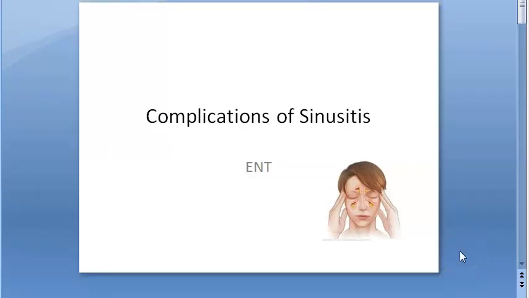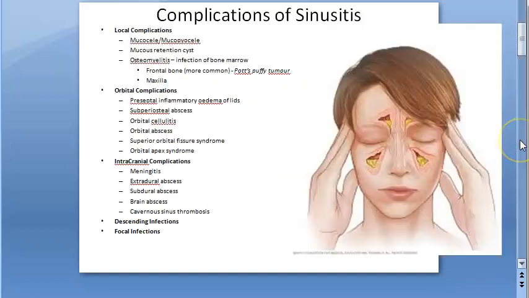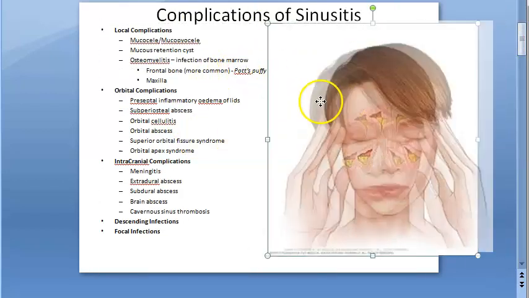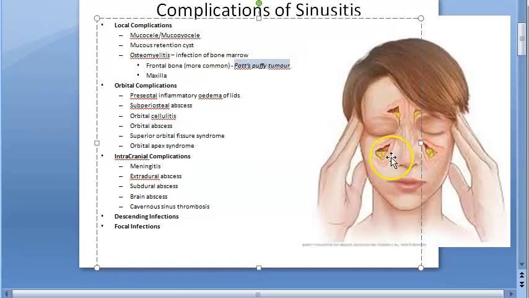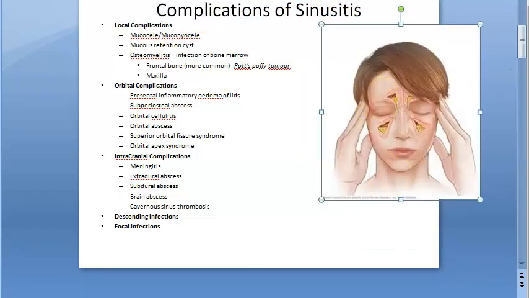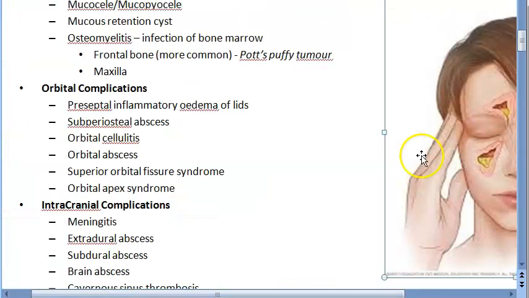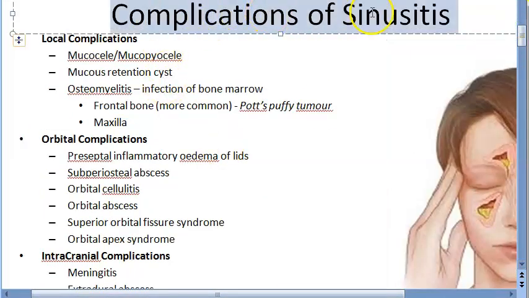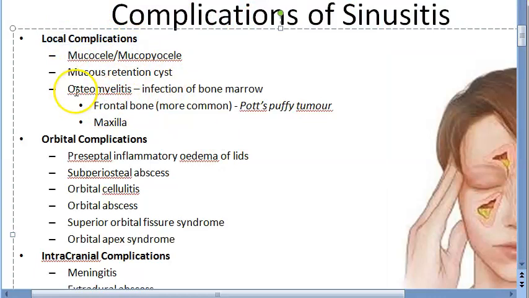Guys, there is specifically a terminology for you to know here in complications of sinusitis. Basically, there is a term called Pott's puffy tumor. This one, Pott's puffy tumor. It is a complication of sinusitis. So in complications of sinusitis, as a local complication, there can be osteomyelitis, that is infection of bone marrow. If it is of the frontal bone, there is a terminology called Pott's puffy tumor.